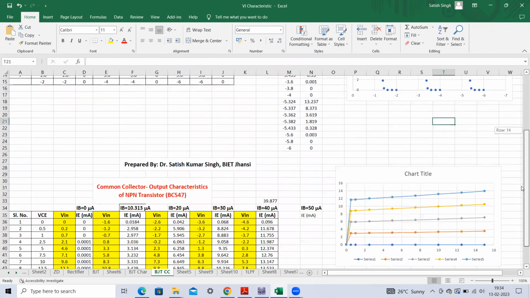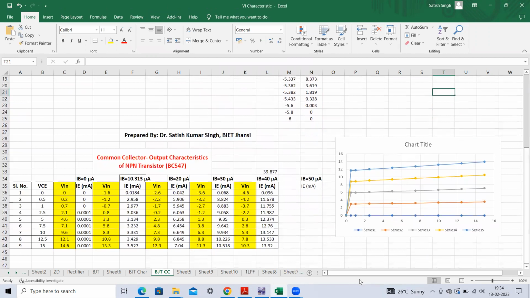And now to obtain the output characteristics. Here I have obtained the output characteristics. You must remember that in the output characteristics, first of all, we have to make this observation table. We have to obtain the VI characteristics for different values of base current. First we make IB equals 0 microampere, then IB equals some 10 microamperes, then IB equals 20 microamperes, and so on. You have to adjust these values. I was not able to adjust 10 microamperes properly, so I kept this value as 10.313 microamperes.